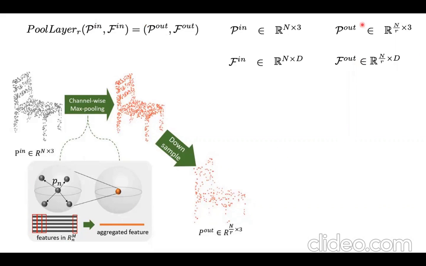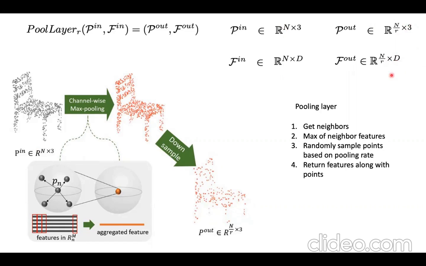So both for features as well as the output, the pooling rate was applied. The point cloud will still remain the same dimension, but the feature dimension can change after each block. For a given block, it will still be the same. Okay, so these were the steps.